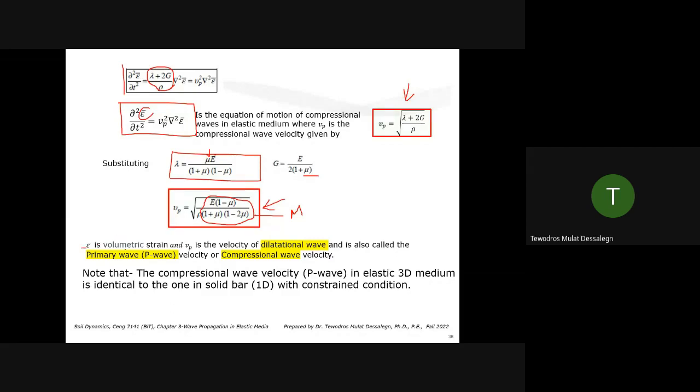Epsilon bar is a volumetric strain and VP is the velocity of the dilatational wave. Dilatational wave is the same as primary wave, P wave or compressional wave, because we assume the wave is propagating in the same direction as the axis. Note that the compressional wave velocity, P wave, in an elastic 3D medium is identical to the one with a solid bar, the 1D case with constrained condition. That's the main conclusion. Whether you do a 1D case or 3D case, for primary wave, you have an identical solution.